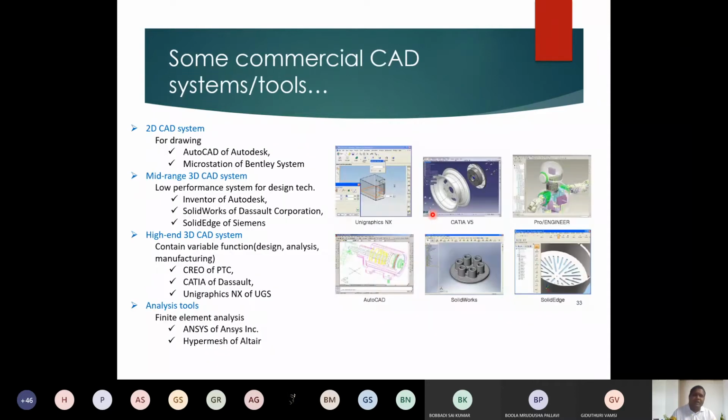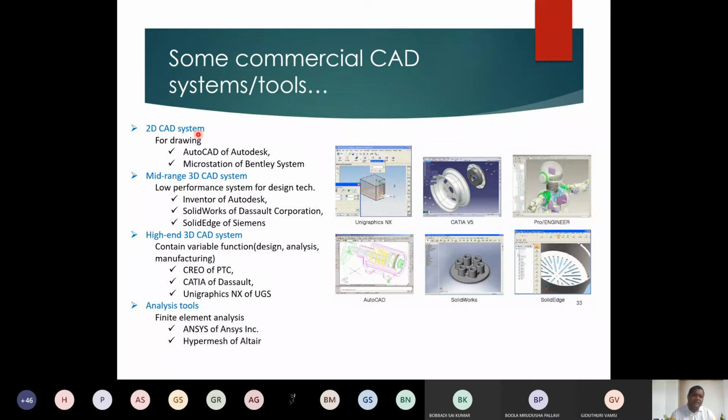Okay. Now, coming to some of the commercial CAD systems and tools, if you take a 2D CAD system, on the right side you can see different interfaces. Some of the interfaces might have changed now. For example, this is a Pro E interface. Nowadays the Pro E name is renamed to Creo. Okay. So some of the pictures may be kind of old, but still I can understand that different interfaces are there for different tools.